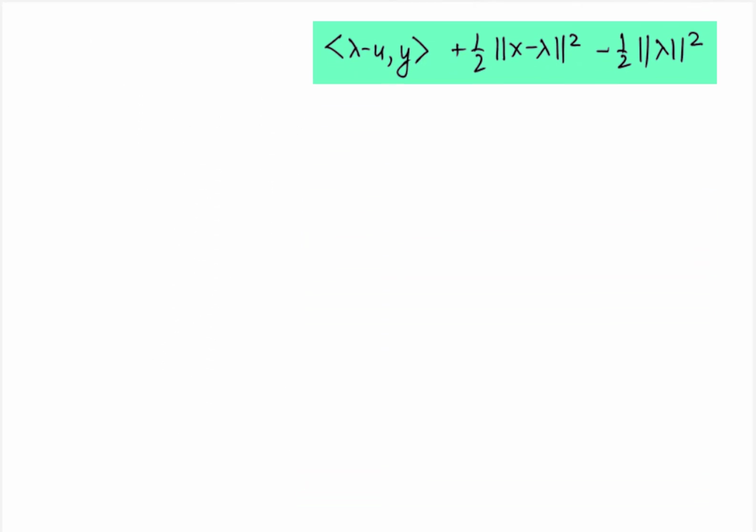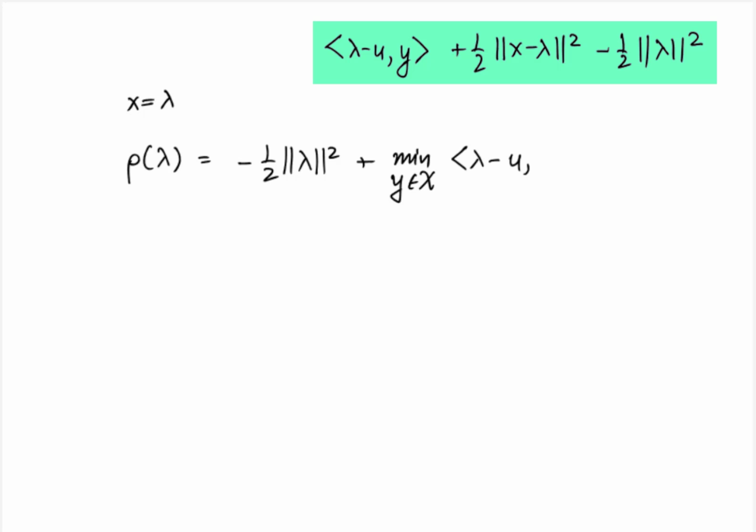When we minimize L over x and y, observe that minimization over x becomes very easy because x is in the full domain V. So the optimal value is simply x equal to lambda. Therefore the dual function is given by minus half norm square of lambda plus min over y in calligraphic X of inner product of lambda minus u, y. Now suppose that we want to use the subgradient method on this dual. Since the dual function is concave, we would consider the iterations lambda_(t+1) equal to lambda_t minus eta_t g_t, where g_t is a subgradient of minus rho of lambda_t.